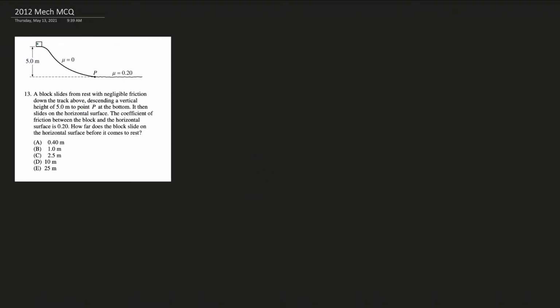So this is just energy conservation. As this block comes down all the way here, all of its gravitational potential energy is converted to kinetic energy. So we can say mgh is equal to 1/2 mv squared. There is no loss to friction because they tell us that mu is equal to 0. If I cancel my m's and multiply by 2, we get that v is equal to the square root of 2gh. That's the velocity that this object will have at point P.